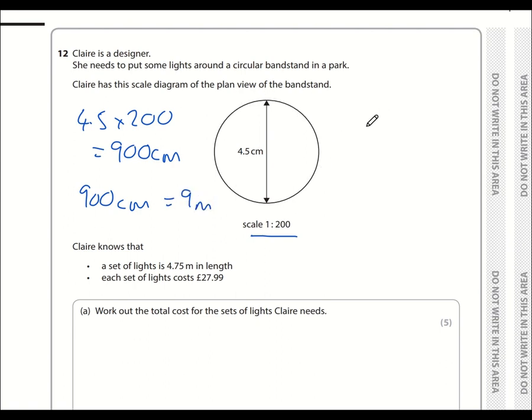So what is the circumference? Well, the formula for the circumference of a circle is pi times the diameter. So we'll use 3.14 for pi. 3.14 multiplied by 9 metres comes to a total of 28.26 metres. So it's 28.26 metres all the way around.